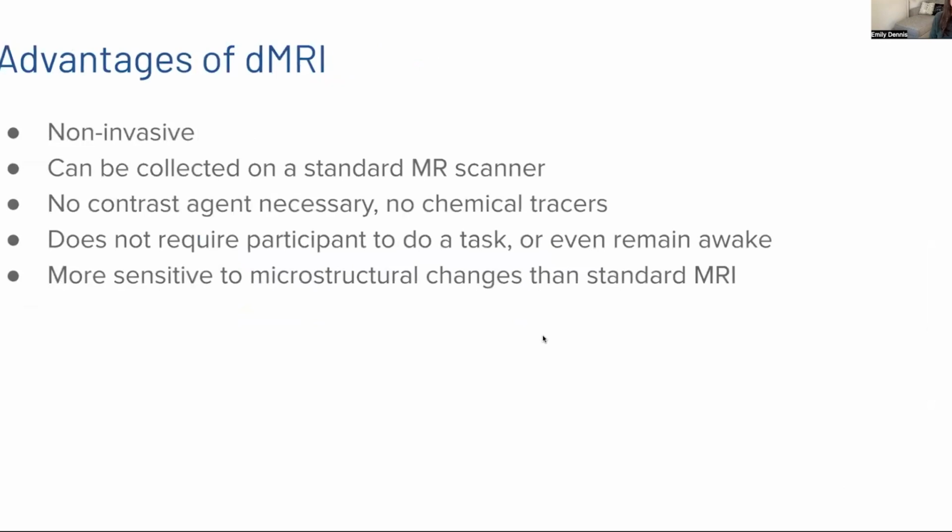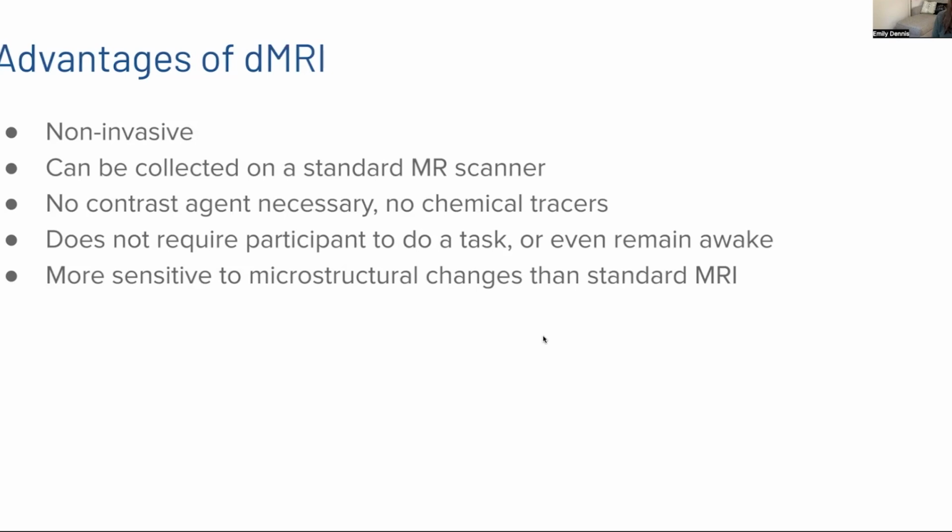Some of the advantages of diffusion MRI, like other MR sequences: it's non-invasive. It can be collected on the standard MR scanner. You don't need special equipment or special software for the most part. It needs just tweaking some parameters. There's no contrast agent necessary or chemical tracer, so there's no injection. There's no radiation exposure, as in all MR scanning. It does not require a participant to do a task or even to remain awake.